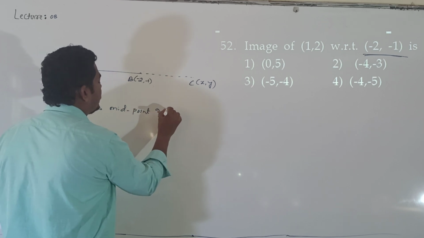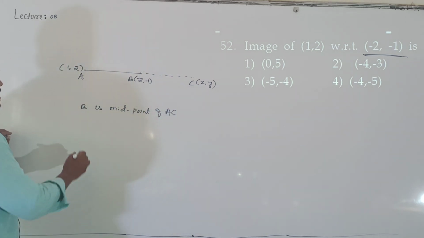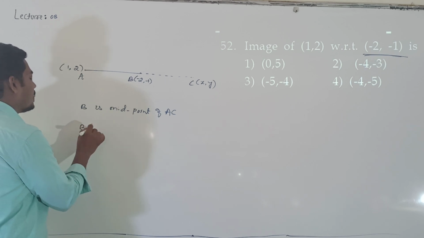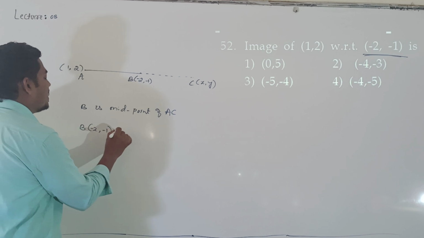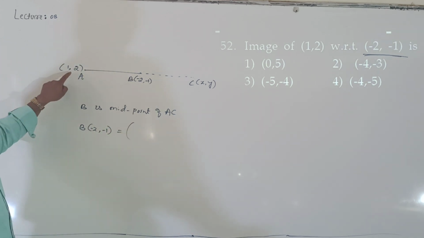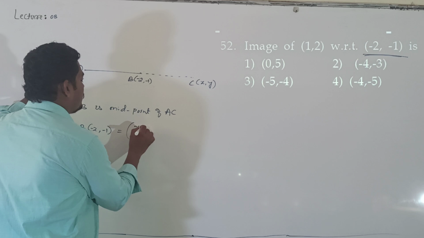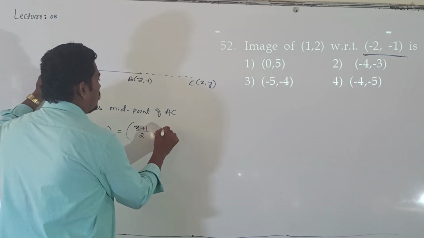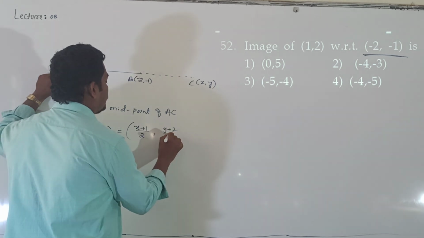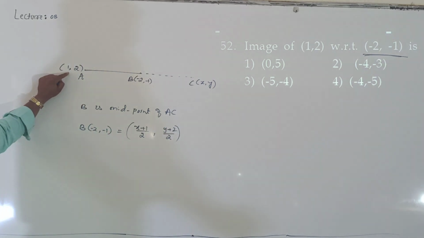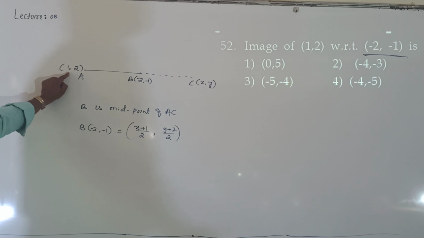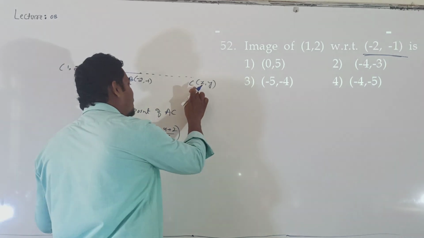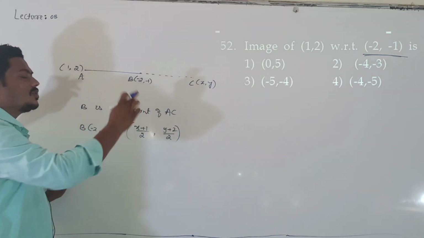B is the midpoint of AC. B is equal to (-2, -1). Just use the midpoint formula: (x1 plus x2) divided by 2, which means (x plus 1) divided by 2, (y plus 2) divided by 2. Clearly point B is the midpoint of point A and its image point. Clearly point C is the image point of A with respect to point B.